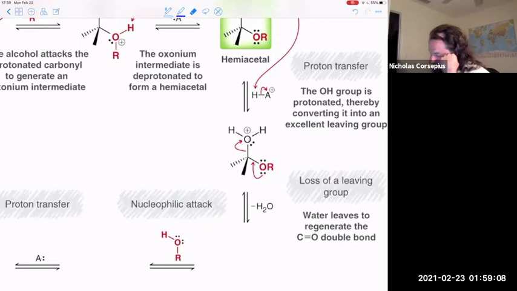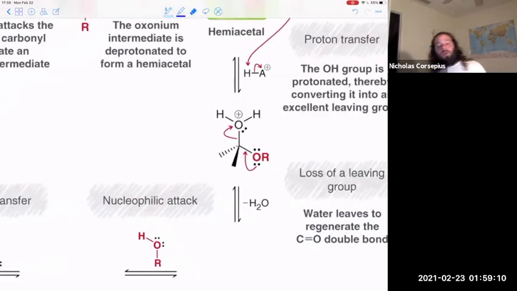Okay, so what happens at the next step is actually this intramolecular reaction that kicks off that really good leaving group. You have the pair of electrons on what was formerly the alcohol oxygen coming down and kicking off that good leaving group.